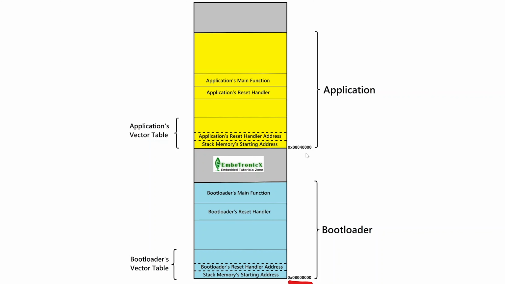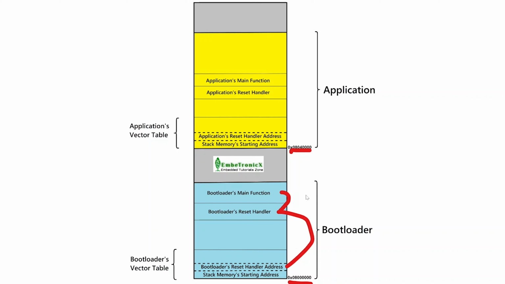The application has been placed at 0x08040000. What will happen when the microcontroller starts? It reads the boot pin. Assume it is 0. Then it starts from the flash memory. We have placed the bootloader in the starting position, so it will read the stack address and store that into the MSP register. Then it takes the reset handler address and jumps to that. Then it does all the memory initialization of data segments and it calls the bootloader's main function.